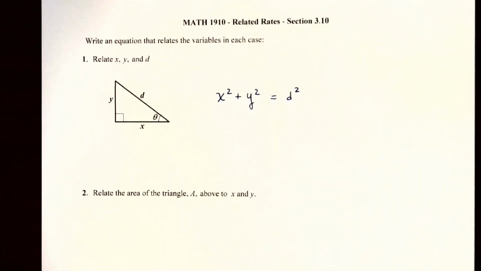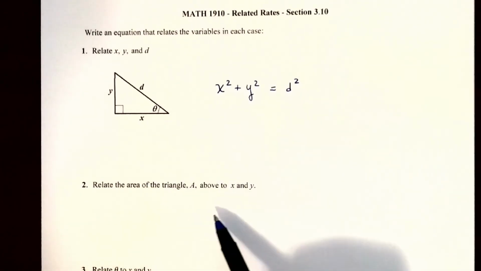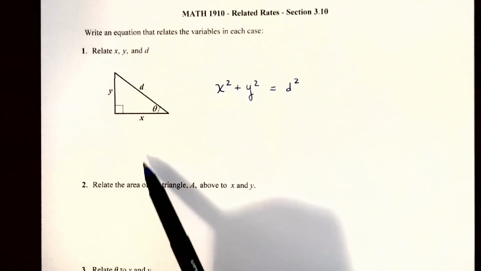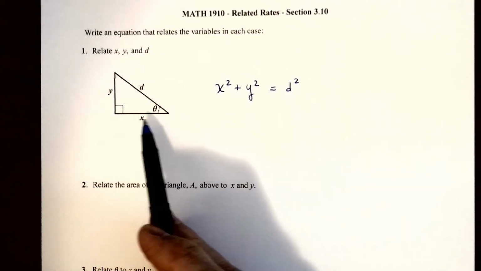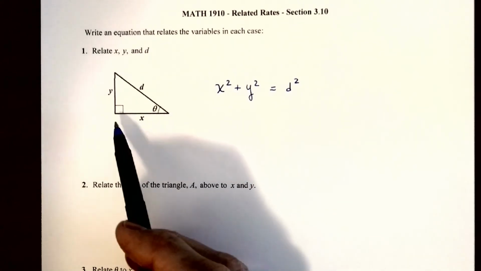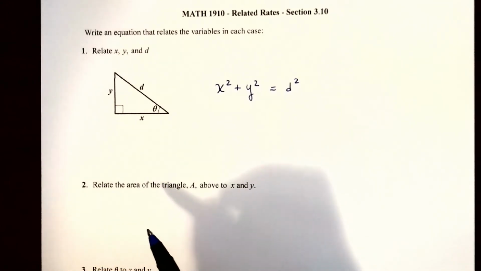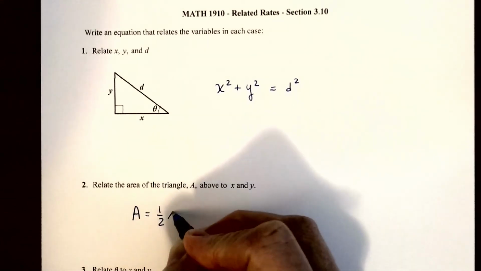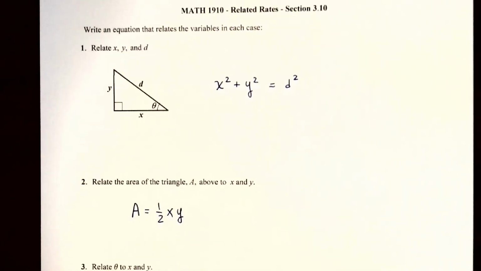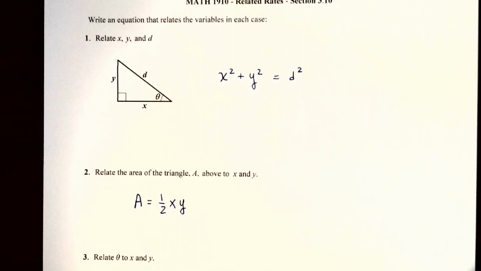In number 2, we're going to look at relating the area A of this right triangle to the values of x and y. Well, of course, the area of a triangle is just 1/2 the base times the height. And we notice in a right triangle that if we think of x as the base length, then y is going to be the height, because that 90-degree angle is there. And so we simply have that the area, capital A, is 1/2 x times y. So I hope those two are very simple for you. Those are examples of the type of thing that we'll be doing.